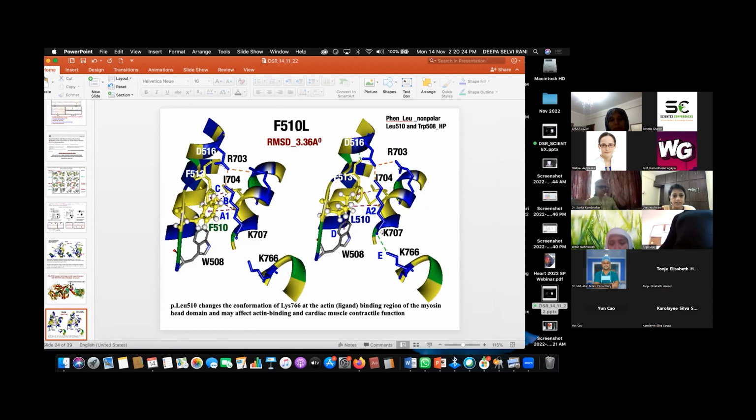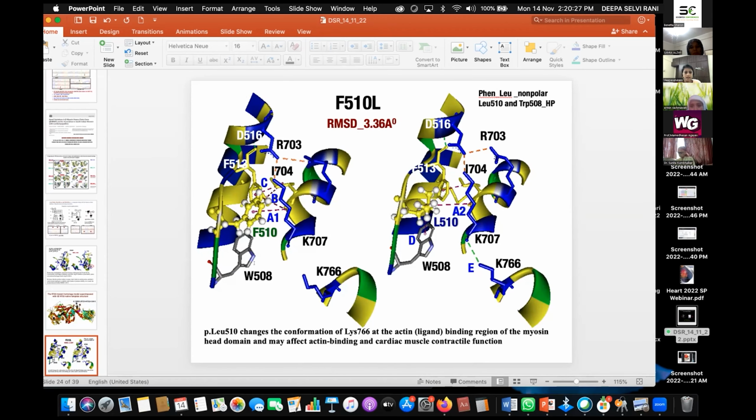The next mutation, phenylalanine to leucine. Here, this phenylalanine is replaced with leucine. This leucine forms a hydrophobic interaction with the tryptophan here. This interaction pulls the leucine towards the tryptophan. As a result, these hydrophobic interactions here, B and C, you could see, cannot exist here because it is pulling the molecule towards the tryptophan side. This bond got broken down, and this is deviating. It got deviated to this side, and because of that it forms a hydrophobic bond with lysine 766.